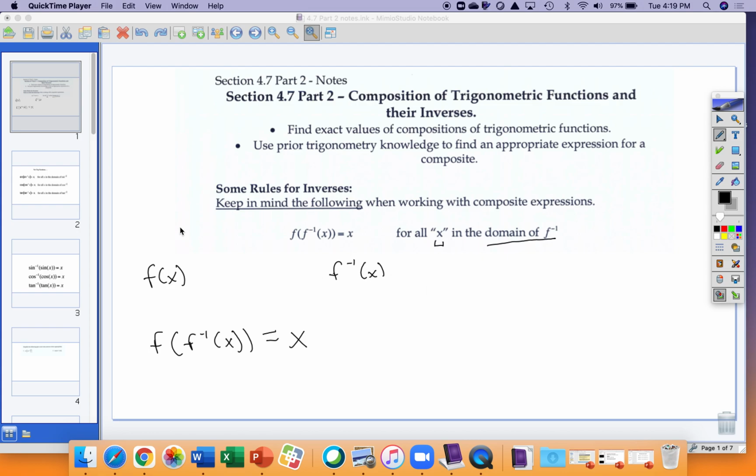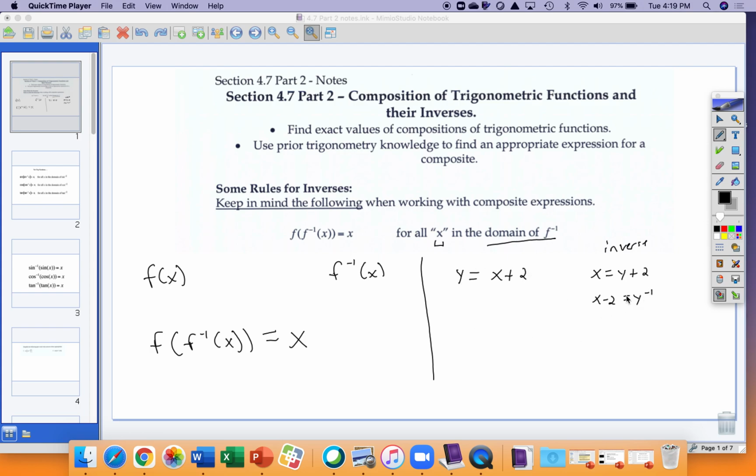Okay. For example, if I have the function y equals x plus 2. Well, what is its inverse? Its inverse would be, I switch x and y. So x equals y plus 2. And then I solve for y. So it means x minus 2 equals y. And we'll put a little inverse sign just to show that it's the y inverse.